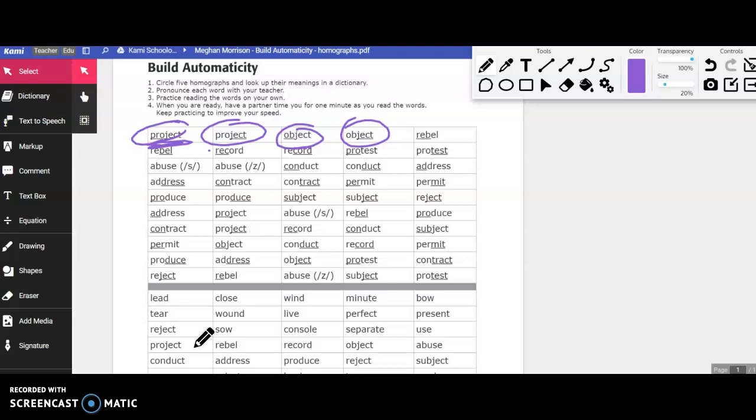Okay, this is a new thing that you might not have learned about. So that's what school is all about, right? Learning something new. In this case, how words can be spelled the same, but mean different things.